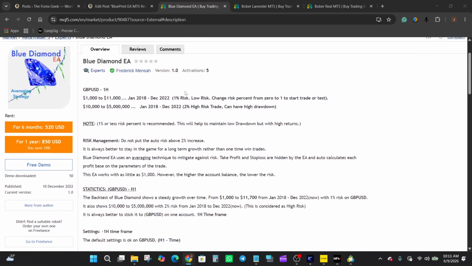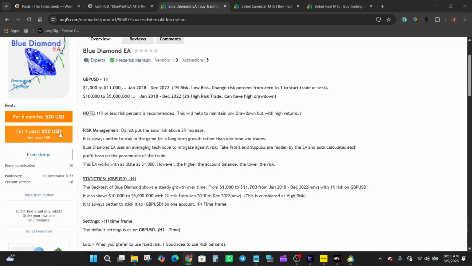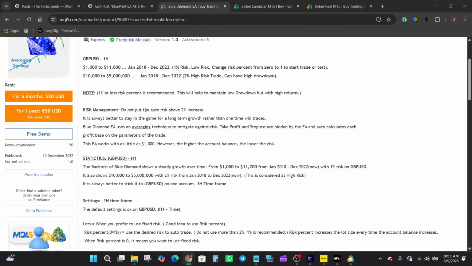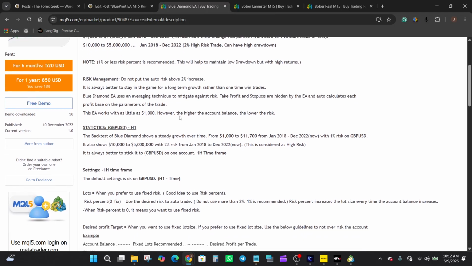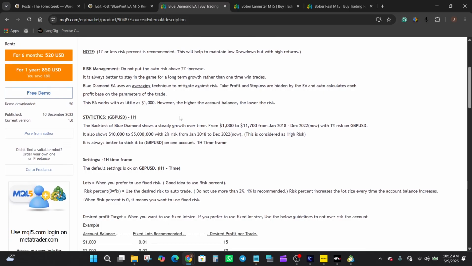Now, starting here on the Marketplace page, we can see that Blue Diamond EA is currently listed as version 1.0. The rental options shown include 6 months for 520 US dollars and 1 year for 850 US dollars. And the developer provides extensive information regarding risk management, recommended settings, and historical testing performance. Now, one of the first things highlighted is that the EA is designed around GBPUSD on the H1 time frame. The developer repeatedly recommends sticking with GBPUSD on the 1-hour chart, which gives us a clear idea of the primary market and time frame used throughout the provided testing data.